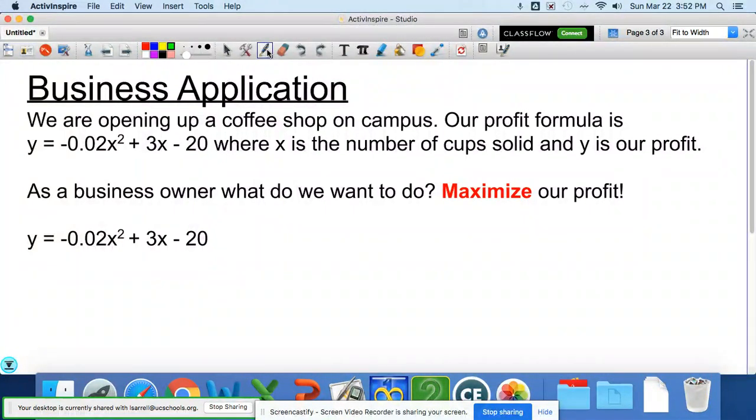Well, let's think about it. This is a negative a value, meaning this parabola indeed opens downwards, meaning it has a maximum somewhere. And if I'm owning the business, I want to find that. I want to find that perfect sweet spot where I'm making as much money as I can before my returns start diminishing. Okay? So let's do this.